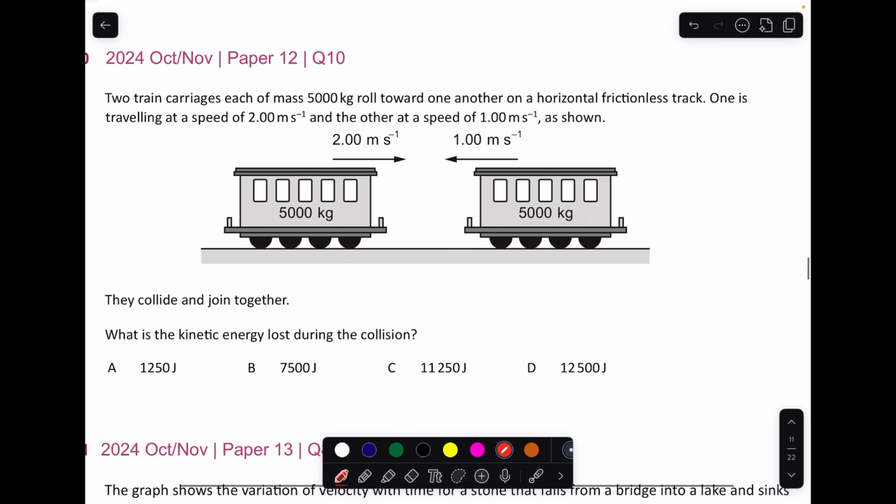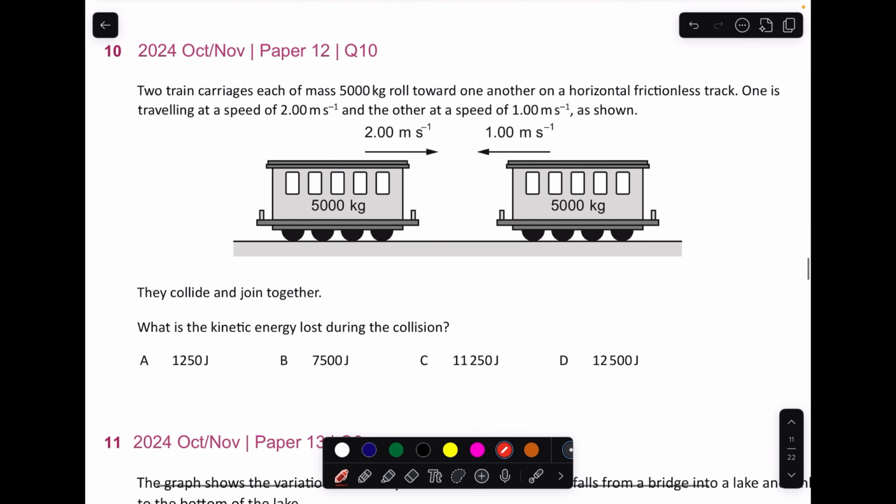and the next question: two train carriages, each of mass 5000 kg, roll toward one another on a horizontal frictionless track. One is traveling at a speed of 2 meters per second and the other is traveling at this speed. They collide and join together. When they are joining together, it is an inelastic collision. Okay. What is the kinetic energy lost during the collision? Okay, this is also showing it's an inelastic collision. So you have to find the kinetic energy lost.